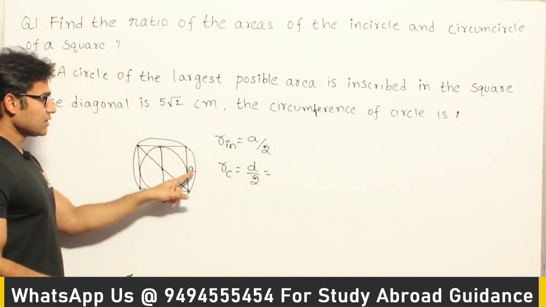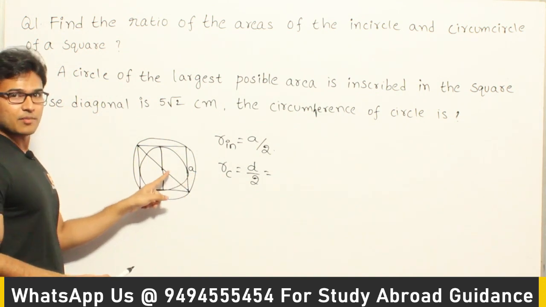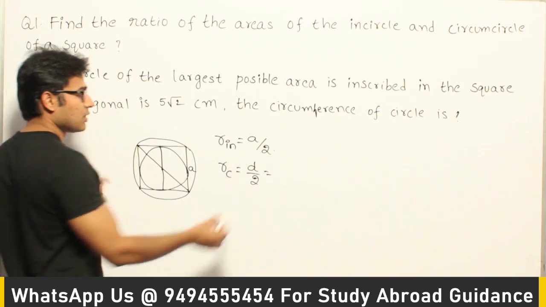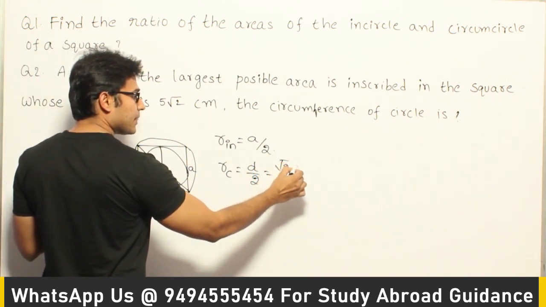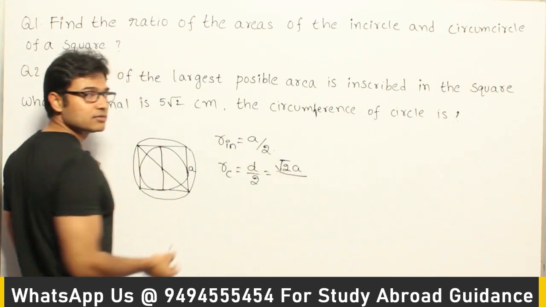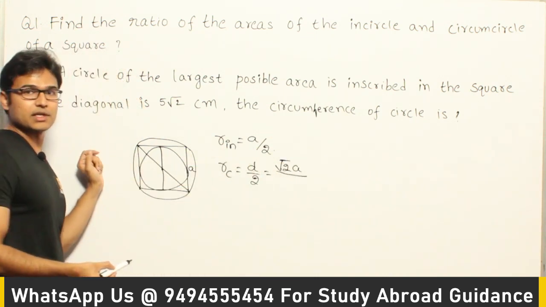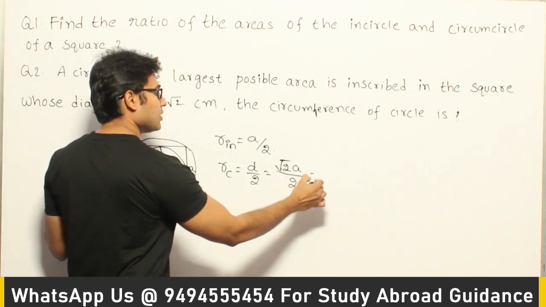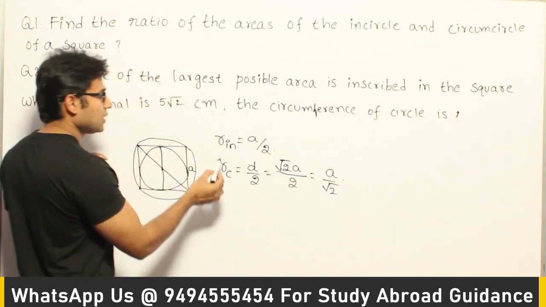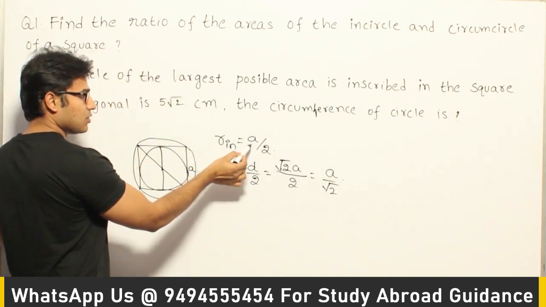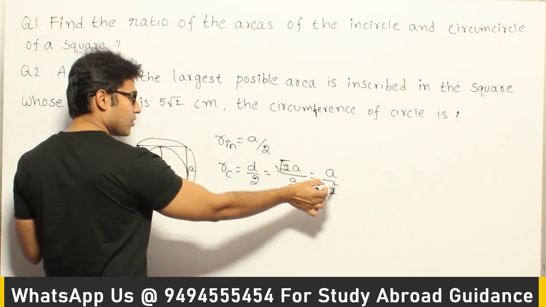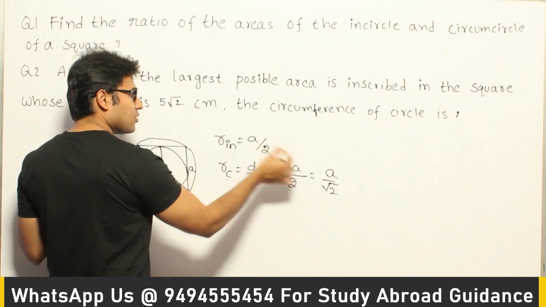And we know that if the side of a square is A, then the diagonal is going to be root 2A, isn't it? Therefore root 2A is the diameter and the diagonal, right, for the circumcircle. Now the radius is going to be A by root 2, right? So in case of incircle, radius is going to be A by 2, in case of circumcircle, radius is going to be A by root 2. So both of them are expressed in terms of the side of the square.